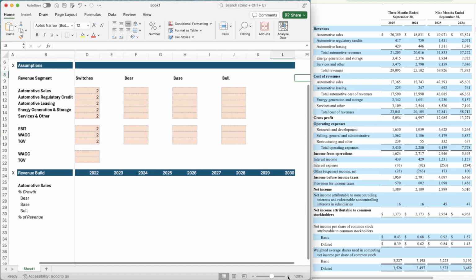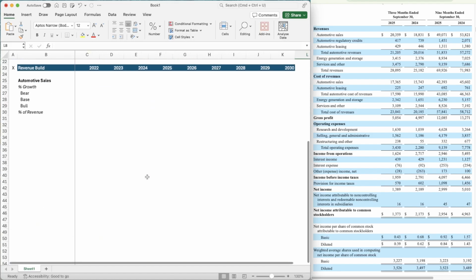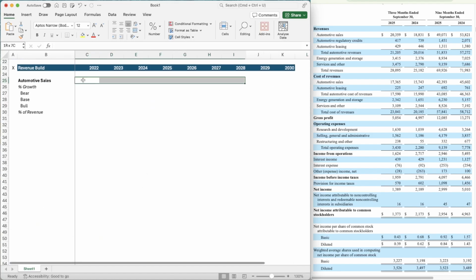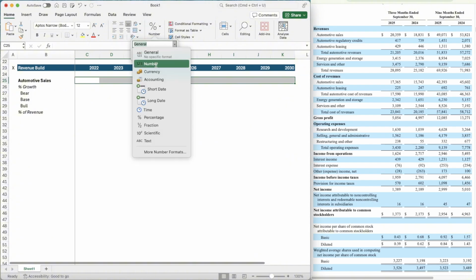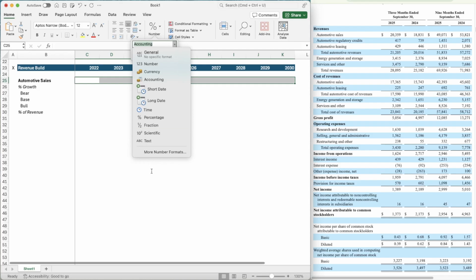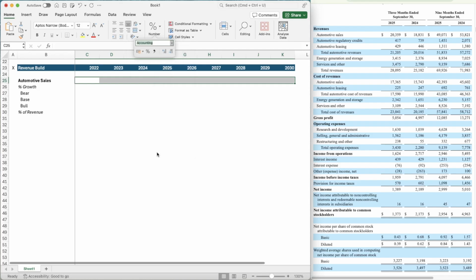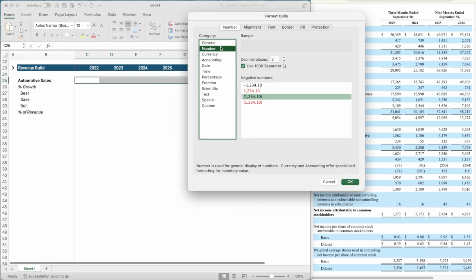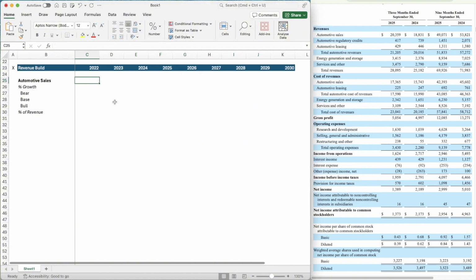Okay, I can zoom in a bit more for you. There you go. Okay. Just format this so that they become numbers. We want number, we want the 1000 separator. We also want, what else do we want? We want number, 1000 separator. We don't want it to be to a decimal place. We want the brackets to indicate negative numbers.